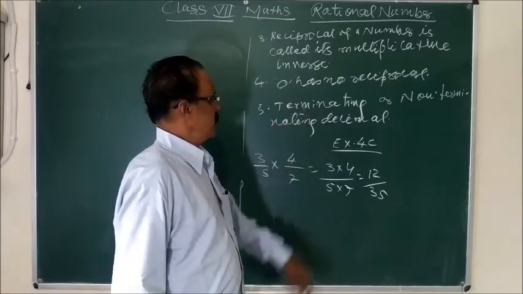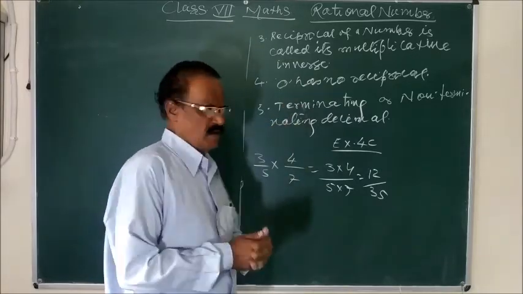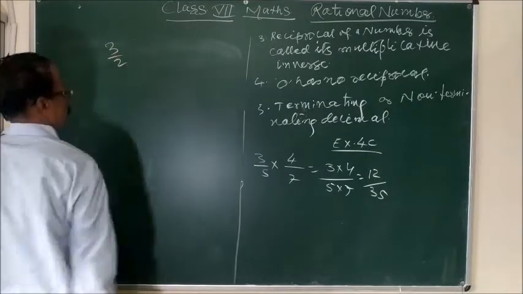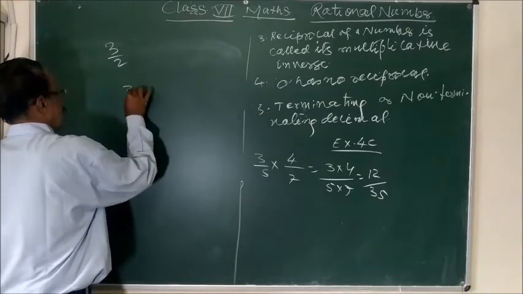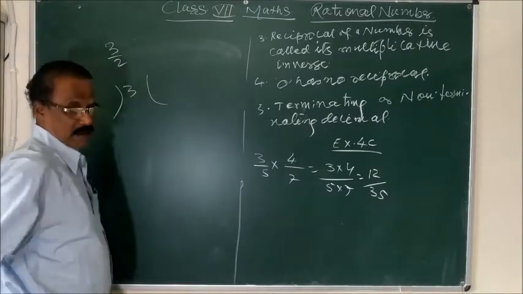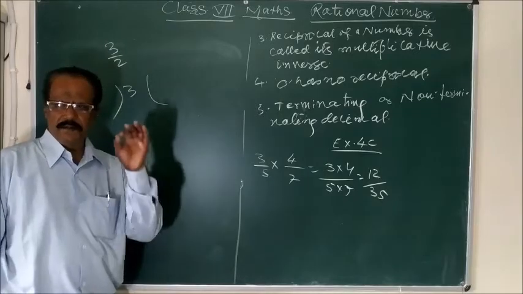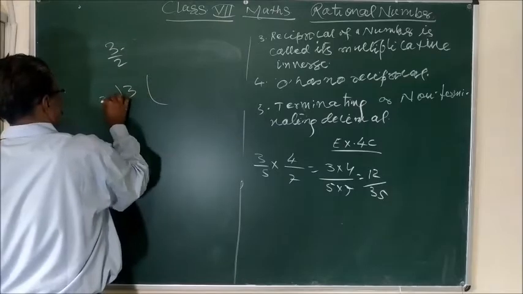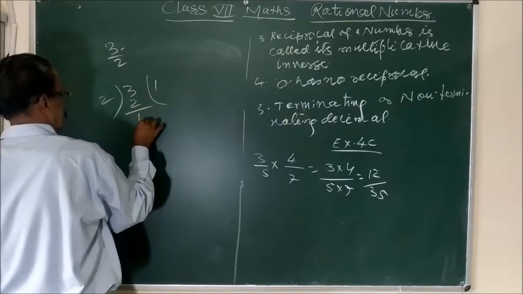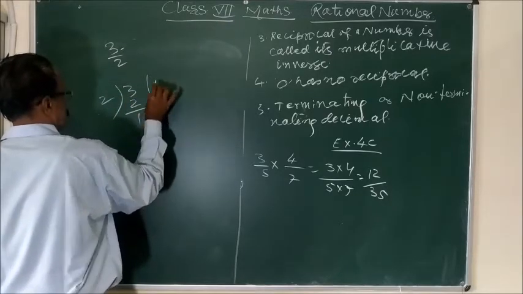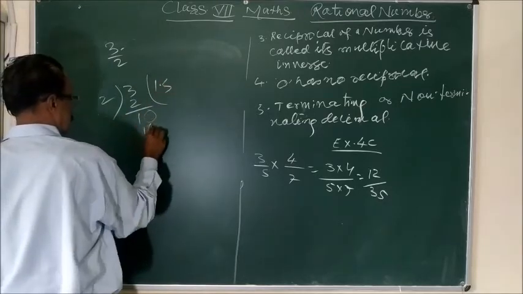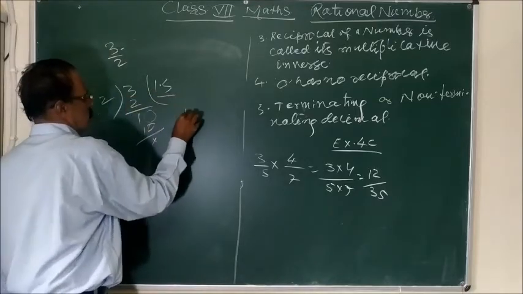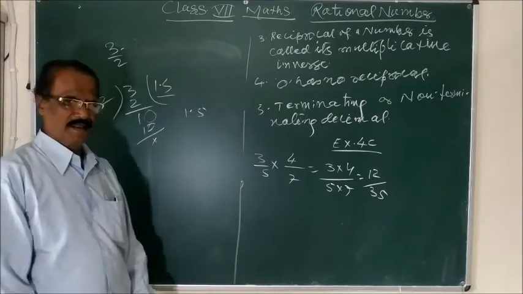Now you see terminating or non-terminating decimal. Suppose 3 by 2, this is a rational number, and you can change it into decimal. How will you change? We divide numerator by denominator. You divide 3 by 2, and division you know very well. You can put 0, here will be a point. 2, 5, just that. Remainder is 0. So you can say 1.5, this is the terminating decimal.